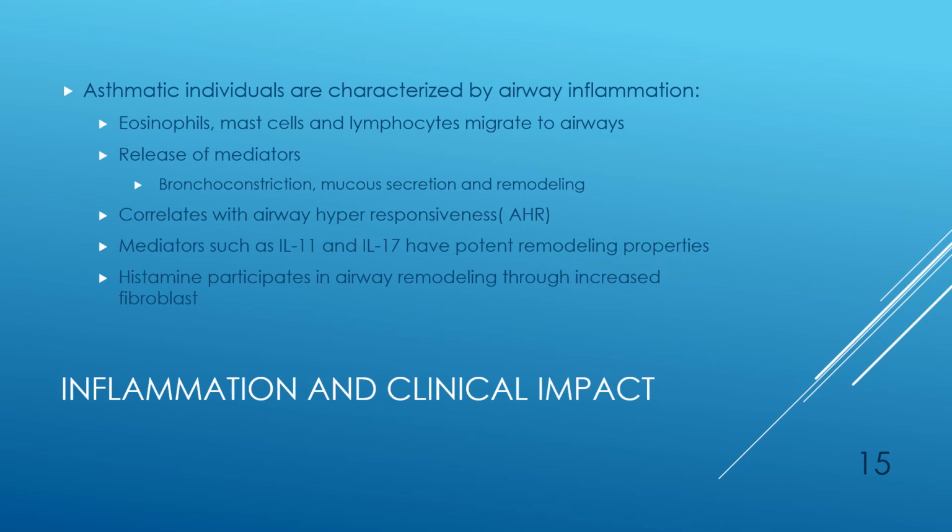This all correlates to what is known as airway hyper-responsiveness, or AHR, and that is increased with this type of process. Studies have shown that interleukin 11 and interleukin 17 have potent remodeling properties. Those two mediators have been shown to really have an impact on the remodeling properties of the lung. Also, histamine participates in airway remodeling through increased fibroblast migration. So inflammation and asthma go hand in hand, and controlling the inflammation is one of the best strategies you can do.